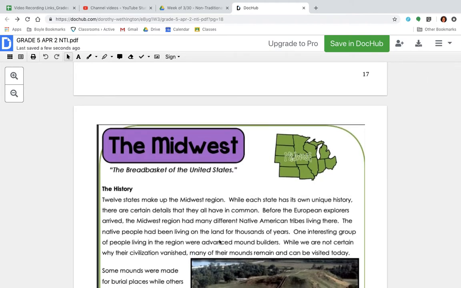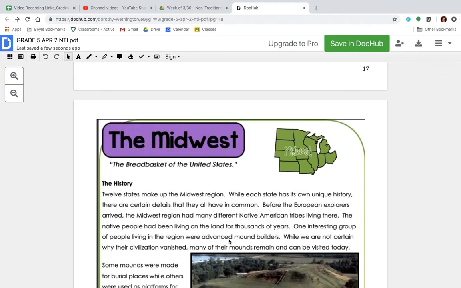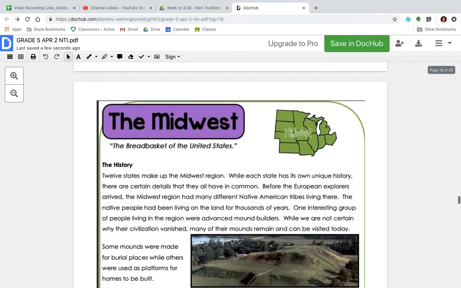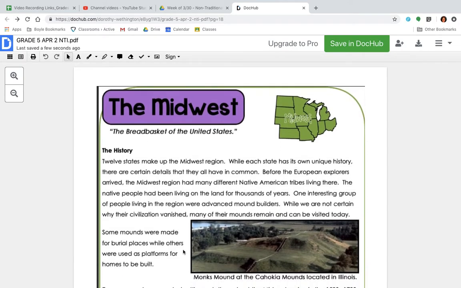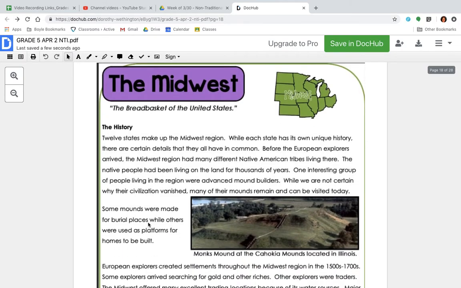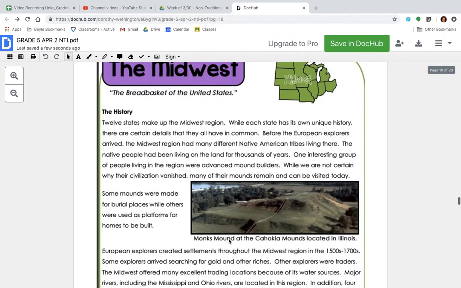One interesting group of people living in the region were advanced mound builders. While we are not certain why their civilization vanished, many of their mounds remain and can be visited today. Some mounds were made for burial places, while others were used as platforms for homes to be built. The Monk's Mound at the Cahokia Mounds, located in Illinois.